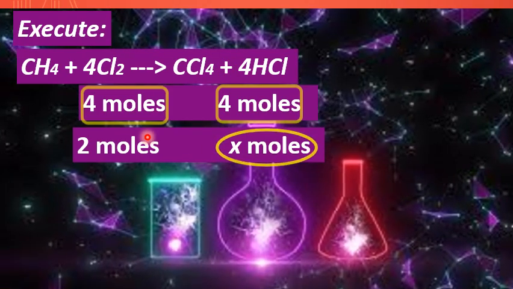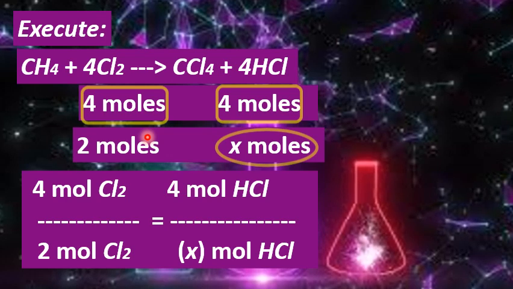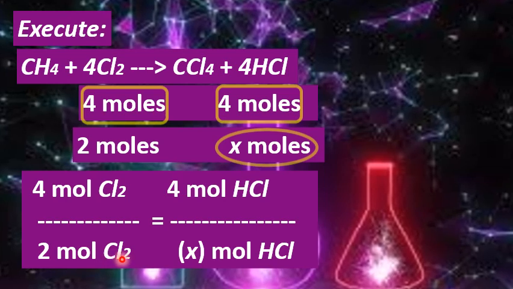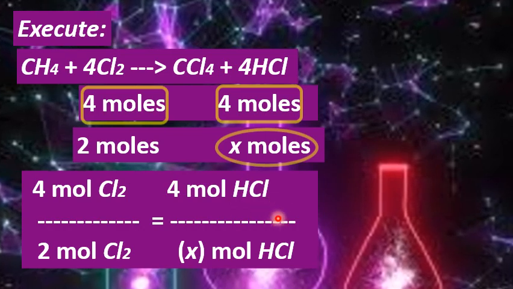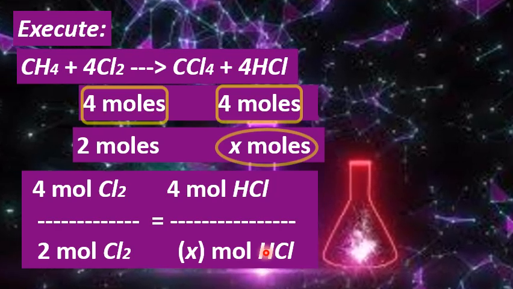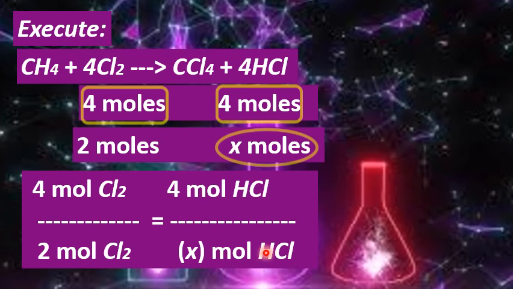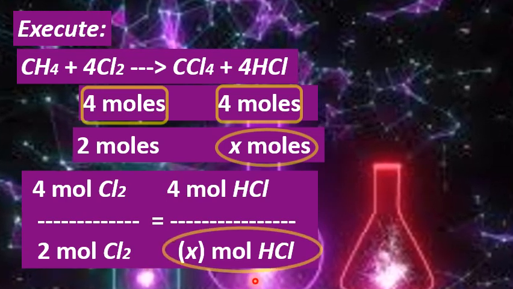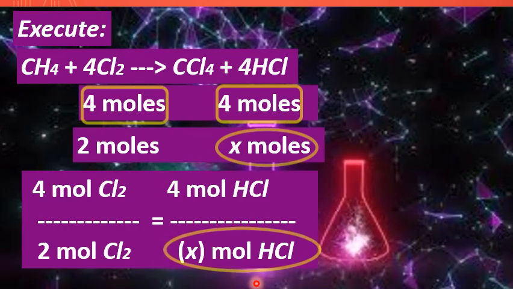and translating it into a ratio and proportion equation, we have 4 moles of chlorine gas divided by 2 moles of chlorine gas equals 4 moles of hydrochloric acid divided by X mole of HCl or hydrochloric acid, where our task is to find X or the number of moles of HCl or the so-called theoretical yield of the product HCl.